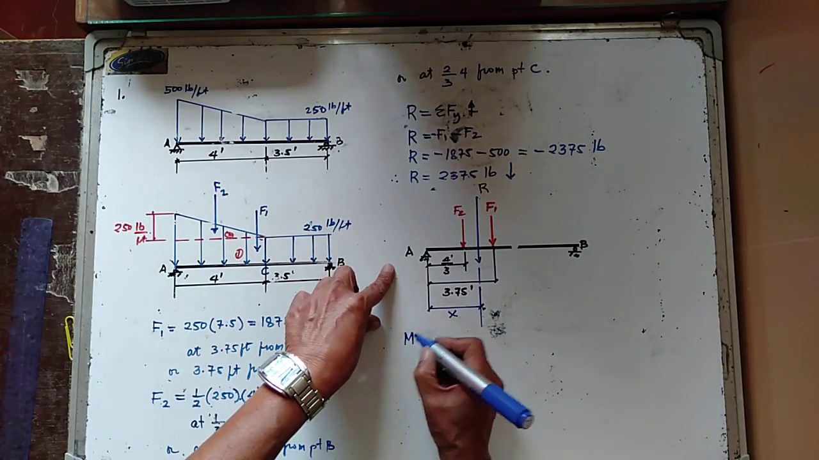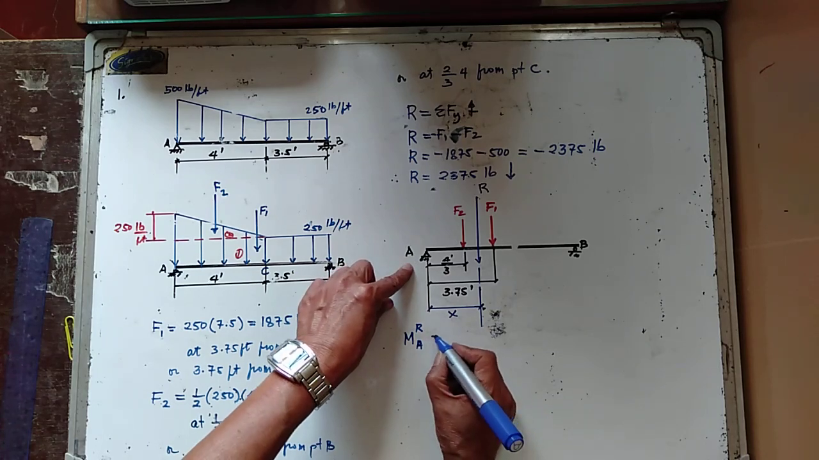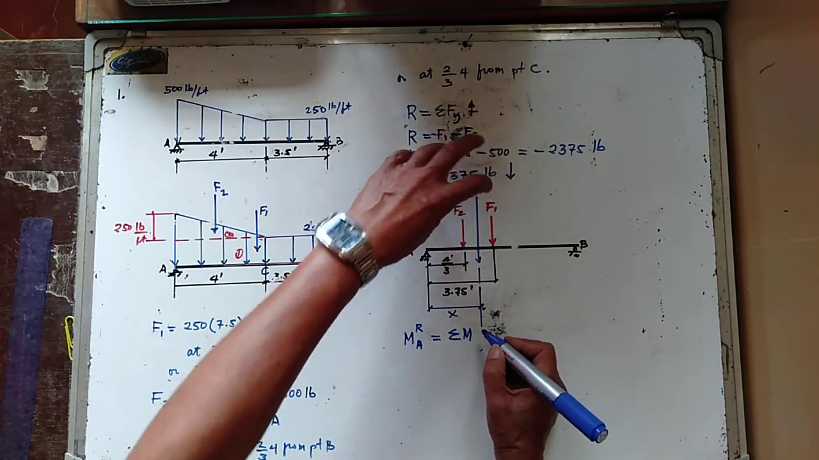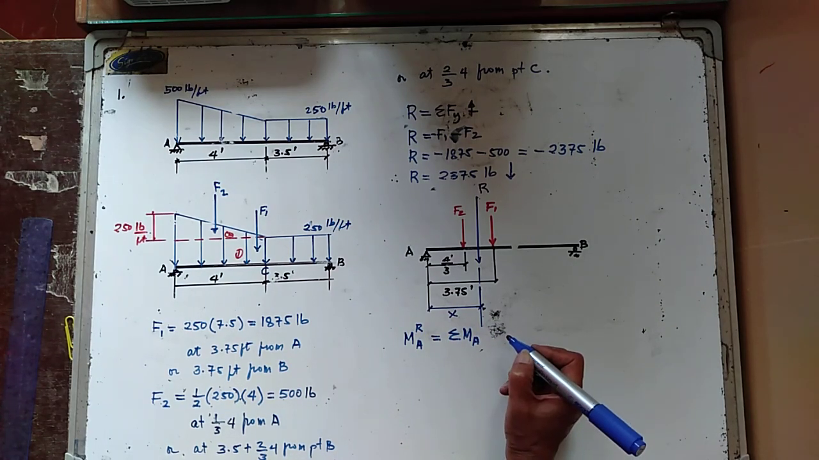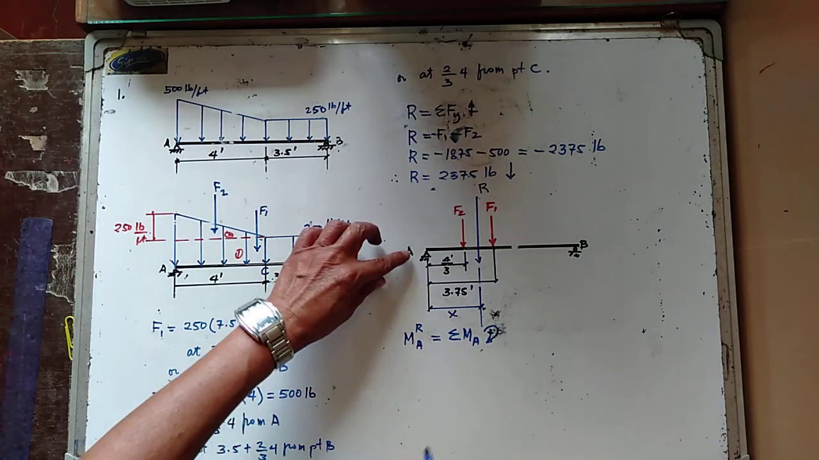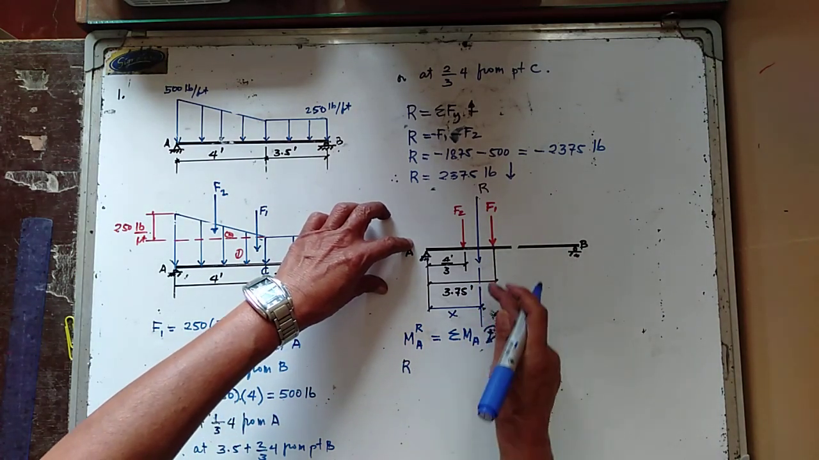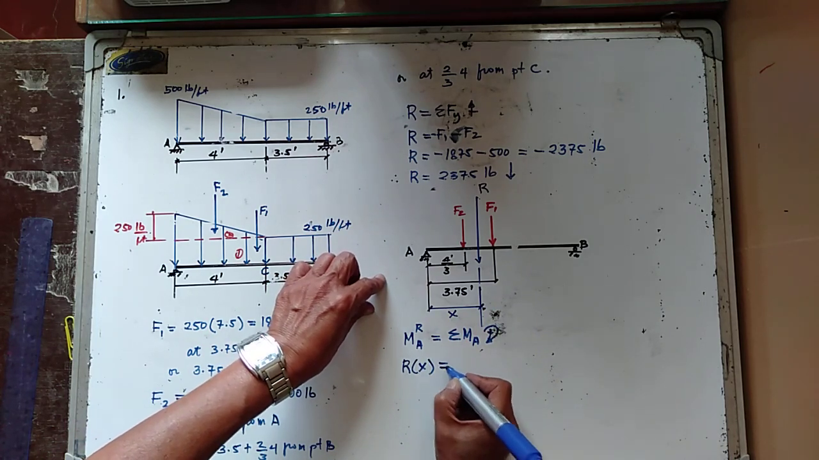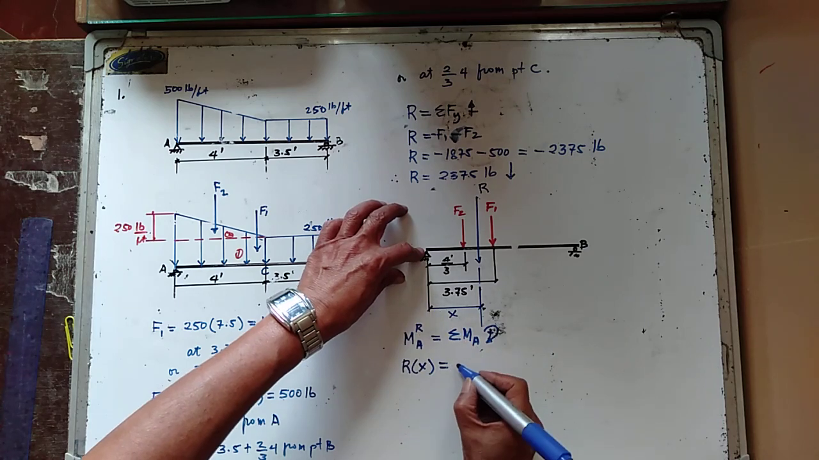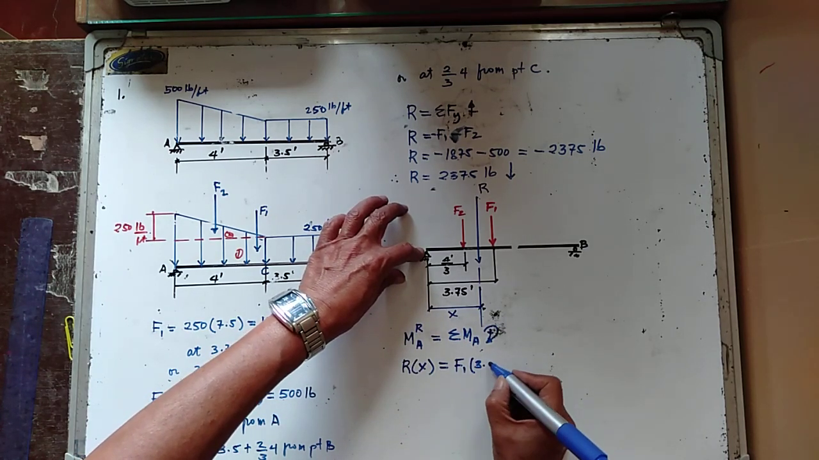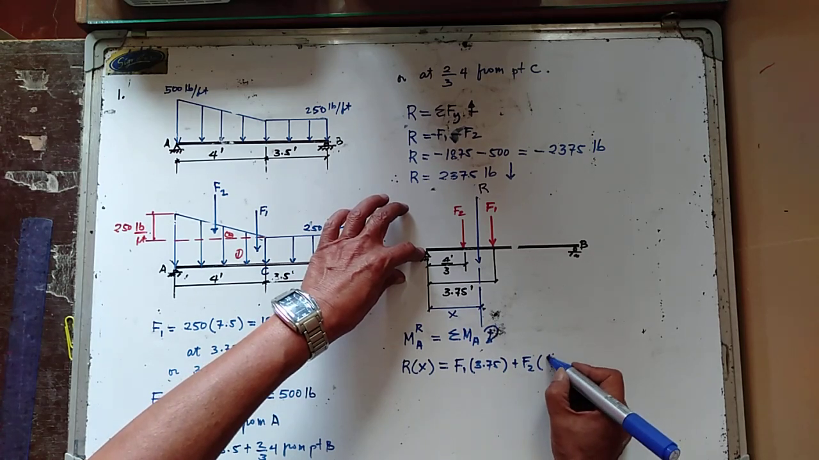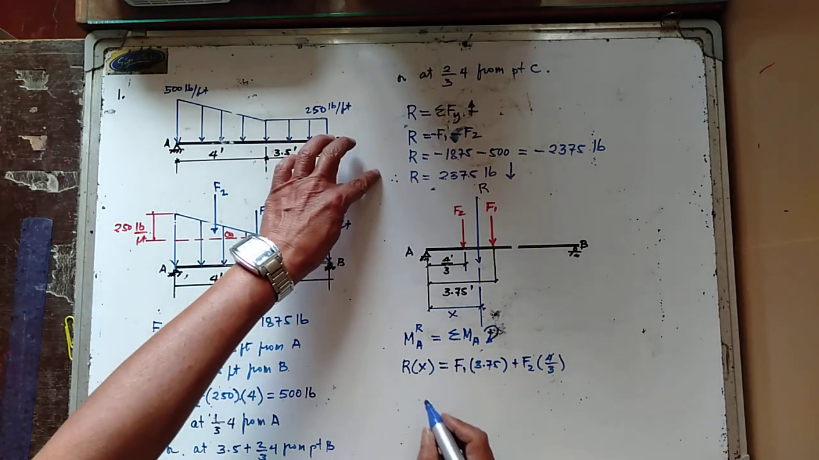So moment of the resultant about point A is now equal to the summation of moment of all the forces about the same moment center A. At this time, let us try to consider clockwise moment positive. So we have R. The moment arm is x. R multiplied by x is now equal to the summation of all the forces in the system about point A. So we have F1 going clockwise. So F1 multiplied by 3.75. F2 is also going clockwise, plus F2 multiplied by 4/3.